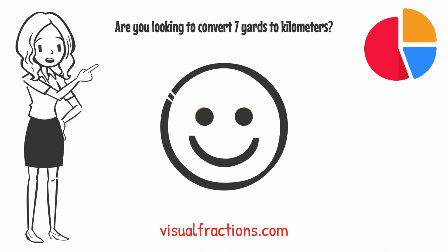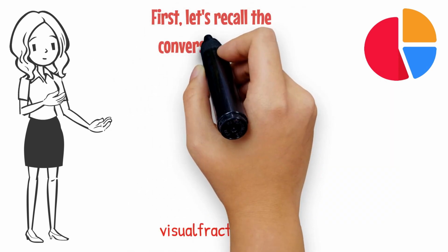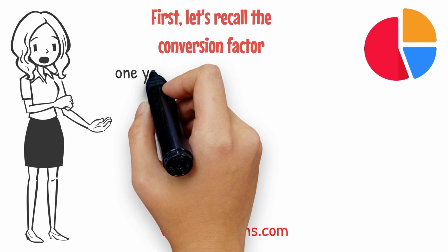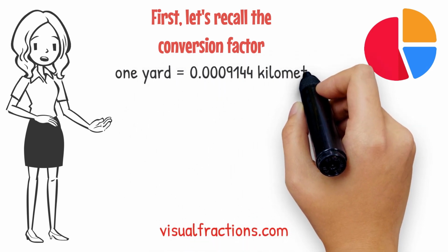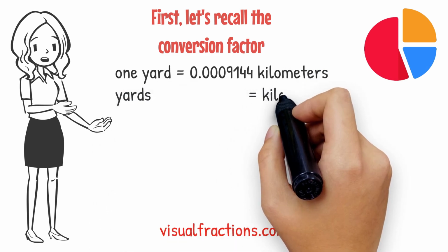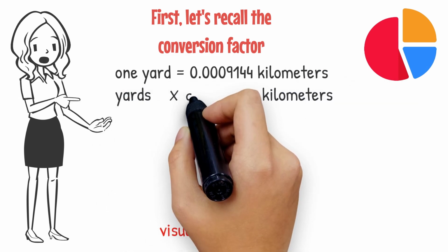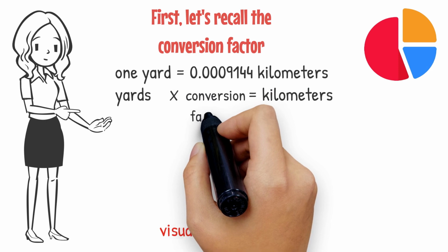Let's get started. First, let's recall the conversion factor. 1 yard is approximately equal to 0.00091144 kilometers. To convert yards to kilometers, simply multiply the number of yards by this conversion factor.